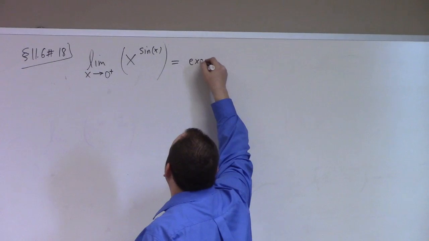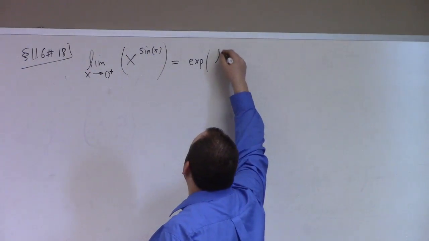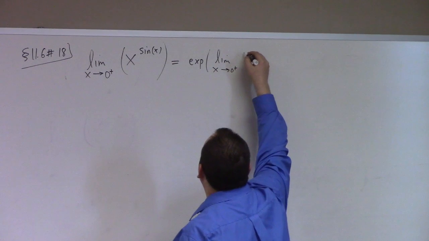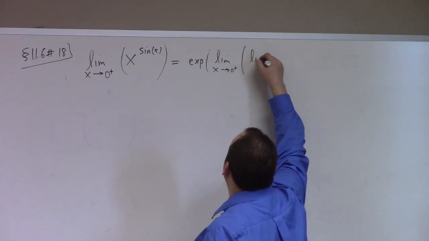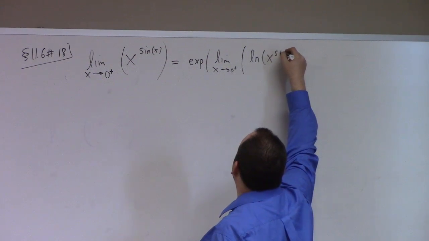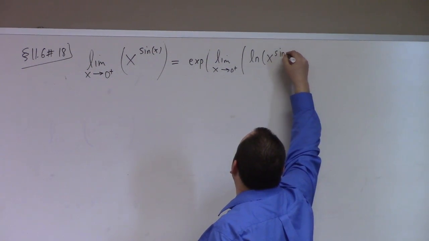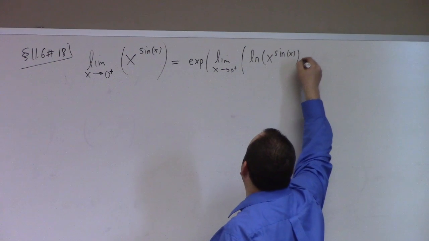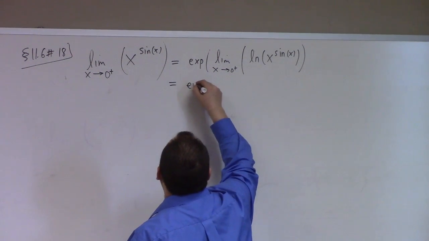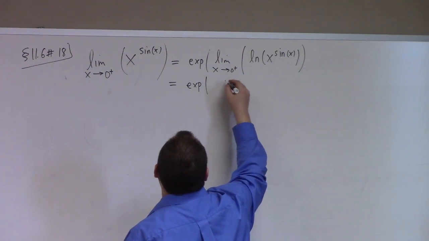This is the exponential of the limit as x goes to 0 from the right of the natural log of x to the sine x power. Hope you don't mind I brought the limit inside. I could write another step, but I just get tired of writing that step. In fact, once I really understand this, I go straight to what I'm about to write.